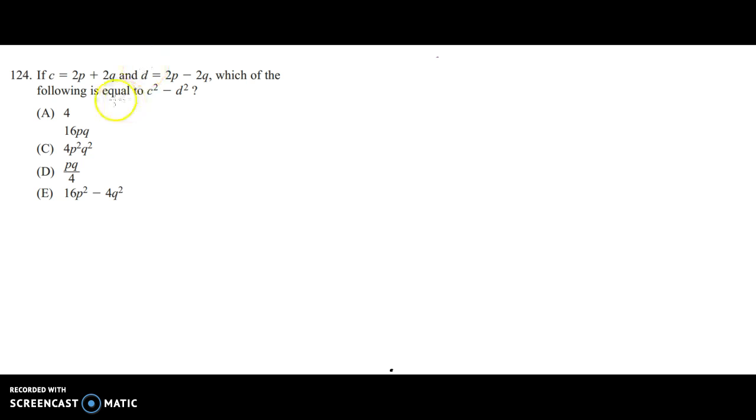Okay. The temptation is that we would have to square both of these things and then subtract them. So I would basically just do this. If I'm looking for c squared minus d squared, well, c is 2p plus 2q, squared, minus the d term, which is 2p minus 2q, squared. And we'd square that, and then we'd have to, what would this be? And this is fine. You could do this. Mathematically, that's fine. It just would take you a while to FOIL everything out.